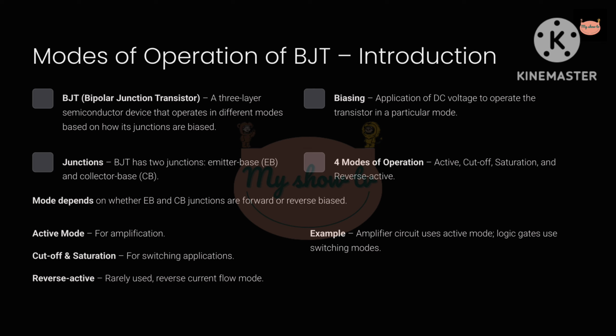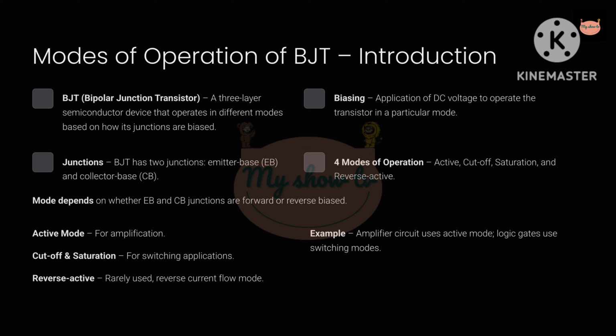Depending on whether these junctions are forward or reverse biased, the BJT operates in one of the four modes. 1. Active mode, where the BJT works like an amplifier. 2. Cutoff mode, where the BJT is off, acting like an open switch. 3. Saturation mode, where it is fully on, like a closed switch. 4. Reverse active mode, where the transistor works in reverse, rare use.